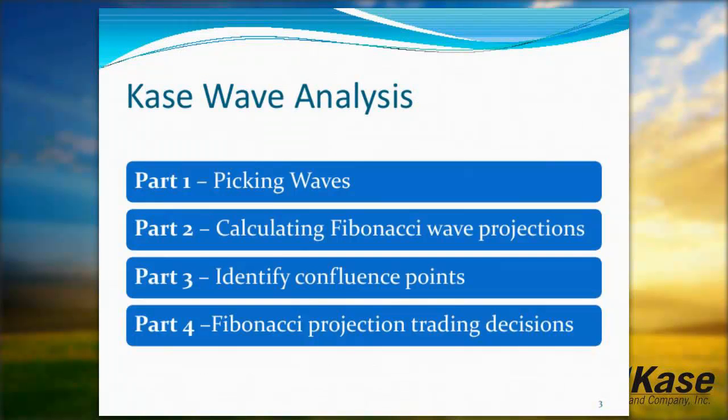All right, so as I had stated a few seconds ago, over the next few weeks we're going to go through a four-part series on Kase Wave Analysis. The first part, which we're going to go over today, is picking waves. Then in part two, we'll look at calculating the Fibonacci wave projections. Part three, we'll identify the confluence points. That's the key to this entire analysis, identifying the confluence points. And then part four, we're going to look at the Fibonacci projection trading decisions.